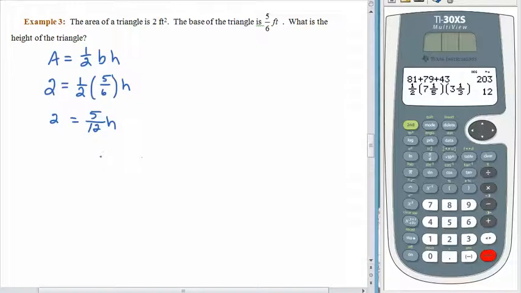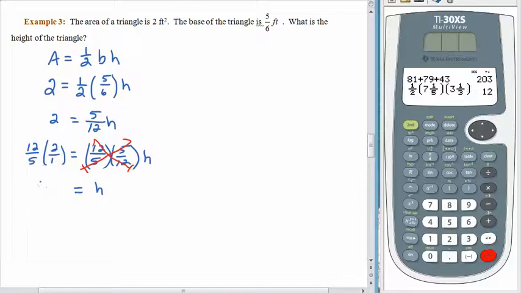Absolutely. We'll multiply both sides by the reciprocal of the coefficient. So I have 12 over 5 multiplied by 2. If you want to think of it as 2 over 1, that's fine. And on the right-hand side, we have 12 over 5 multiplied by 5 over 12. And of course, the h is still there. Right, 5 over 5 is 1, 12 over 12 is 1. That leaves us with 1h on the right-hand side. And on the left-hand side, I don't have any common factors, so we're just looking at 24/5.